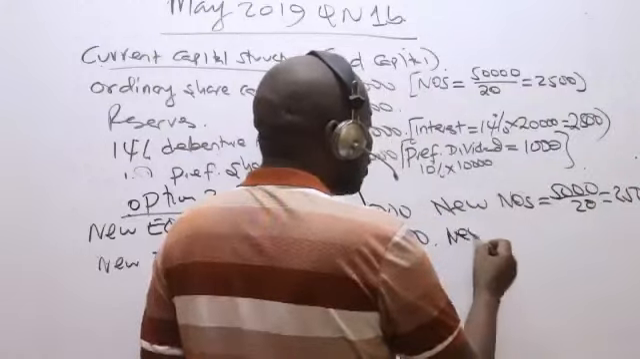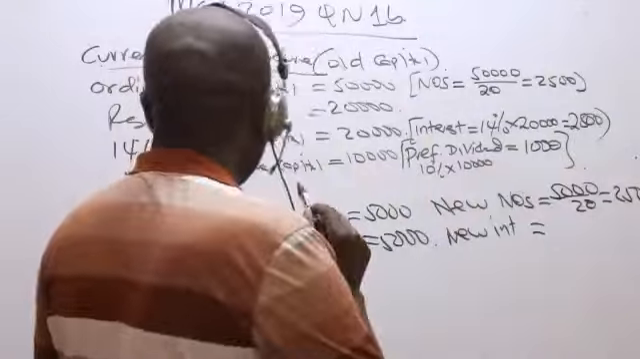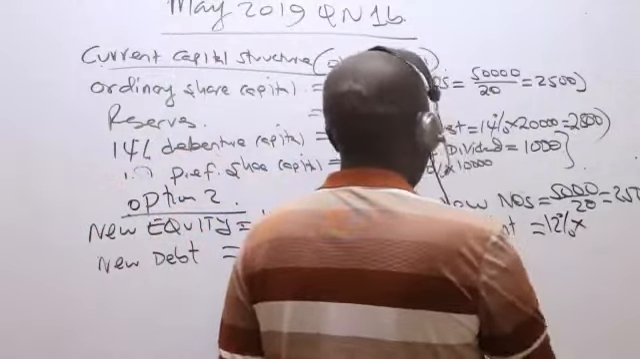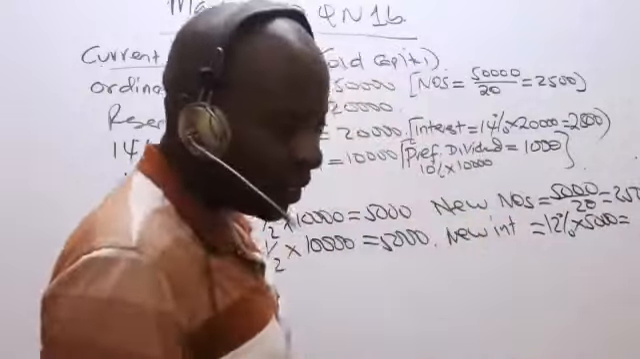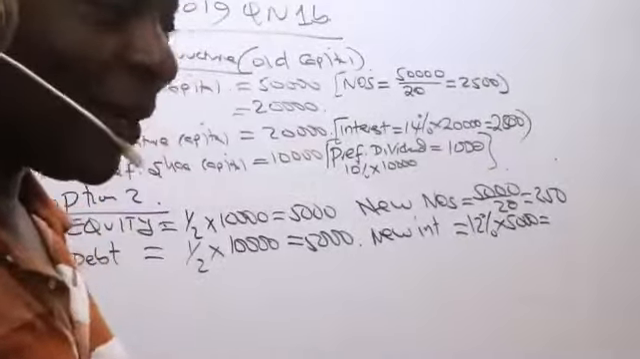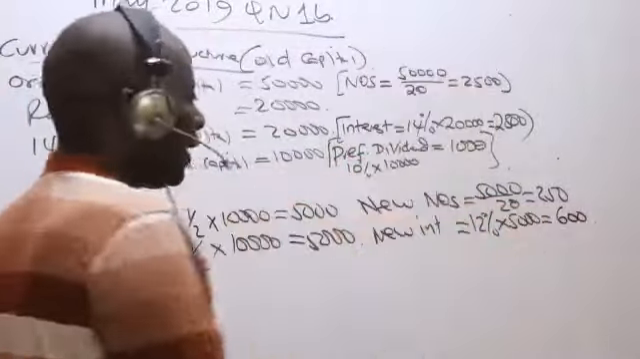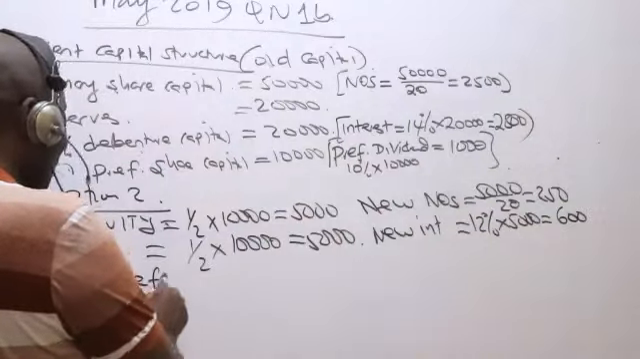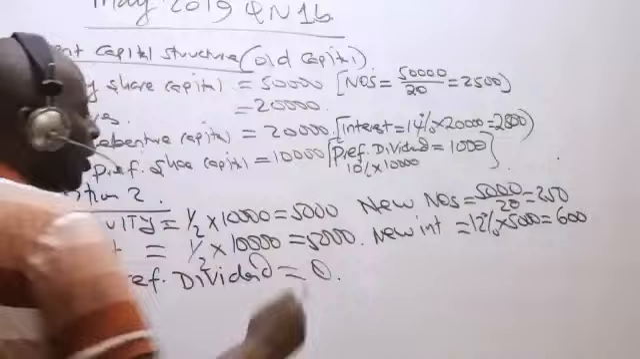How about new interest? Because I can see debentures there. The debenture that we have issued is 12%, so it will be 12% of 5,000. What is 12% of 5,000? I'm being given a figure of 600. Of course, we don't have any preference dividend here. In this arrangement, because we don't have any preference share capital, it is 0.